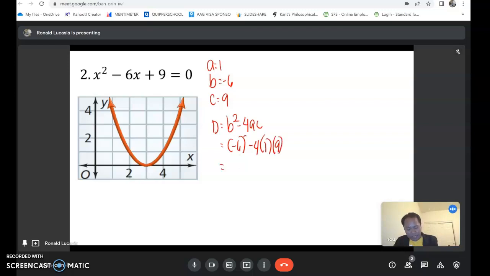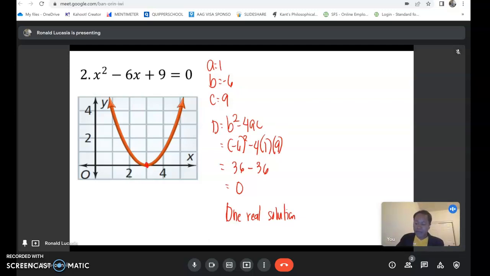So this will be 36, negative 6 times negative 6. Negative 4 times 1 times 9 is 36. That's why it's 0. When the value of the discriminant is 0, there will be one real solution. That is the reason why the graph only intersects the x-axis at one point.